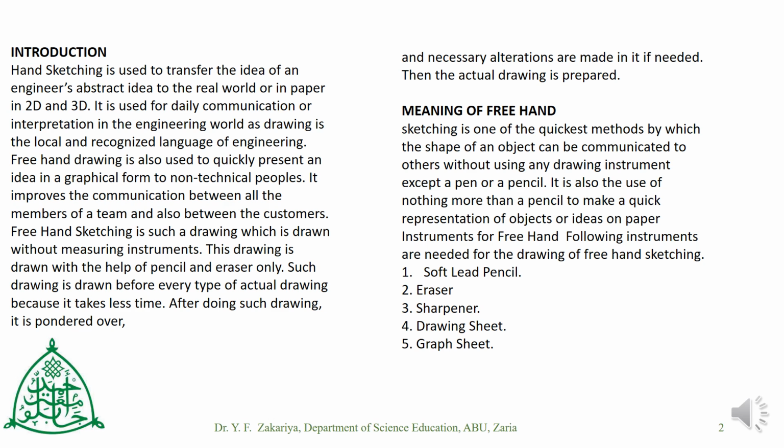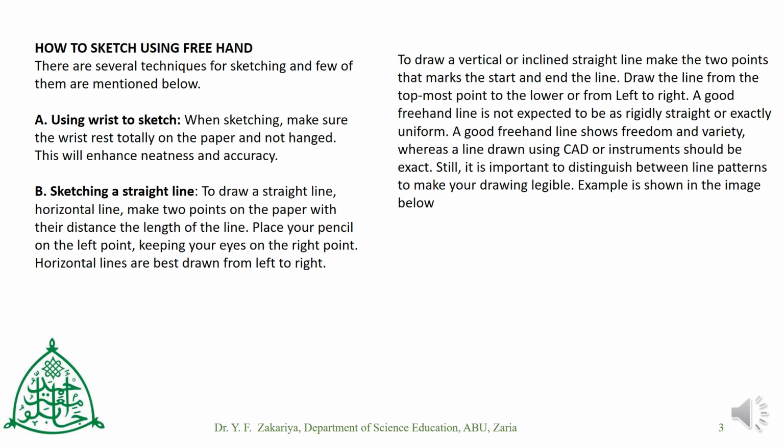It is also the use of nothing more than a pencil to make a quick representation of objects or ideas on paper. Instruments for freehand are as follows: a soft lead pencil, an eraser, a sharpener, a drawing sheet, and a graph sheet. Now my colleague is going to explain to you how to use freehand sketching.